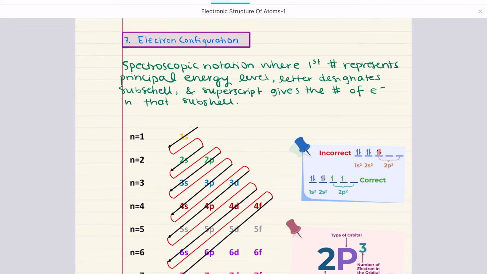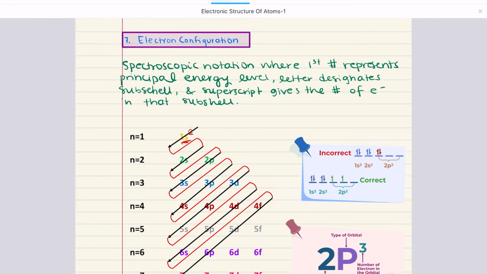For a given atom or ion, the pattern by which subshells are filled, as well as the number of electrons within each principal energy level and subshell, are designated by its electron configuration. Electron configurations use spectroscopic notation where the first number denotes the principal energy level, the letter designates the subshell, and then the subscript gives us the number of electrons in that subshell.